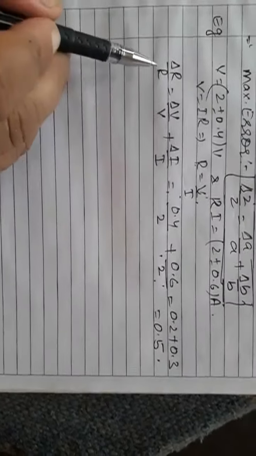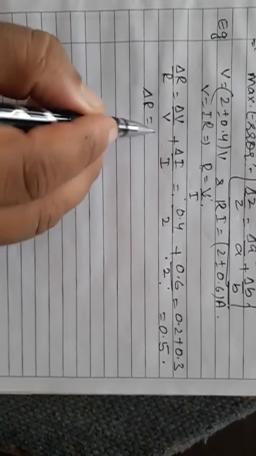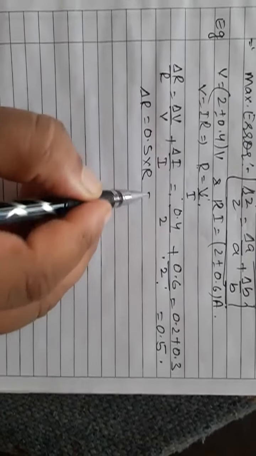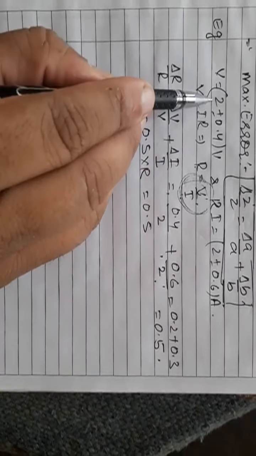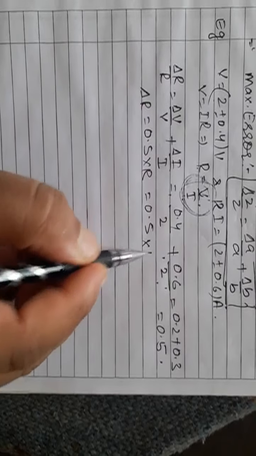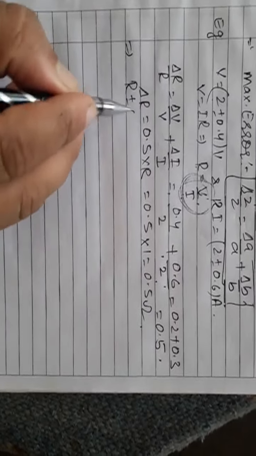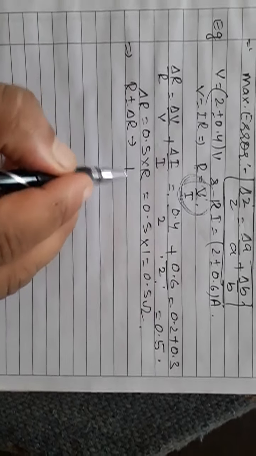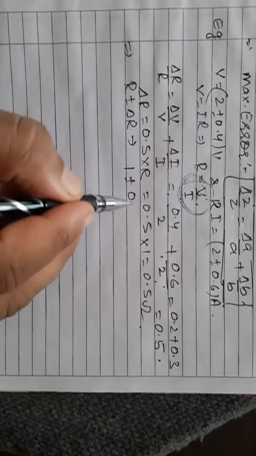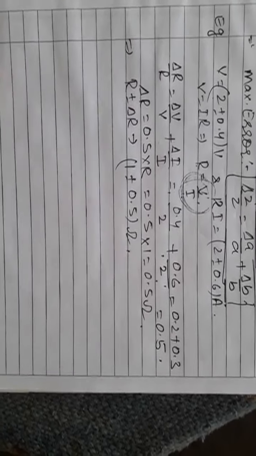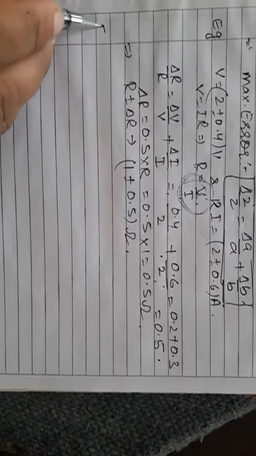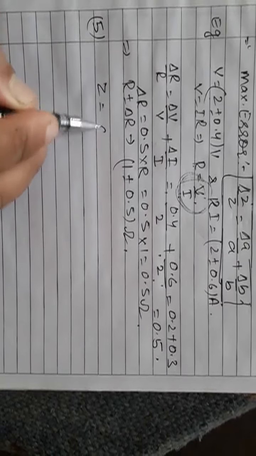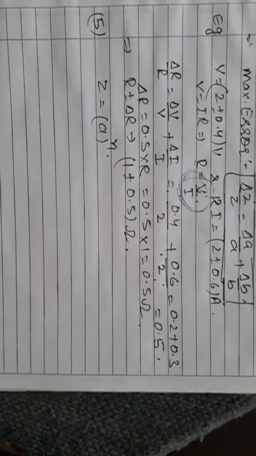But I want to find delta R. So delta R will be equal to 0.5 multiplied by R. R is V by I. You look at this, V by I. V is 2 and I is 2. So it will come out to be 1. So 0.5 ohm. Therefore the answer will be R plus minus delta R. So R was 1 plus minus error 0.5. So this will be the answer. So in this way we can solve the numericals. The last is the fifth one, that is when two quantities are in its power.